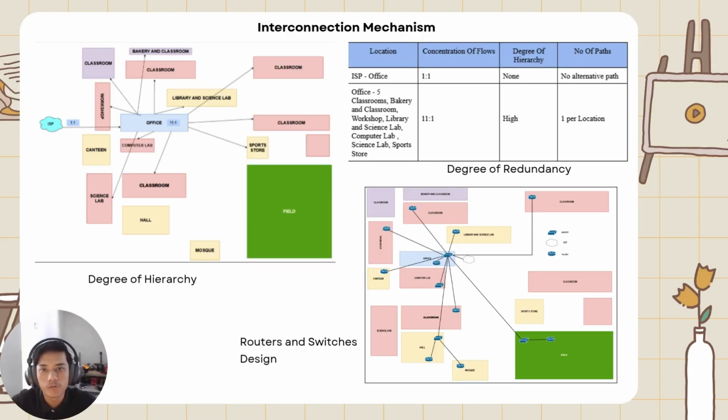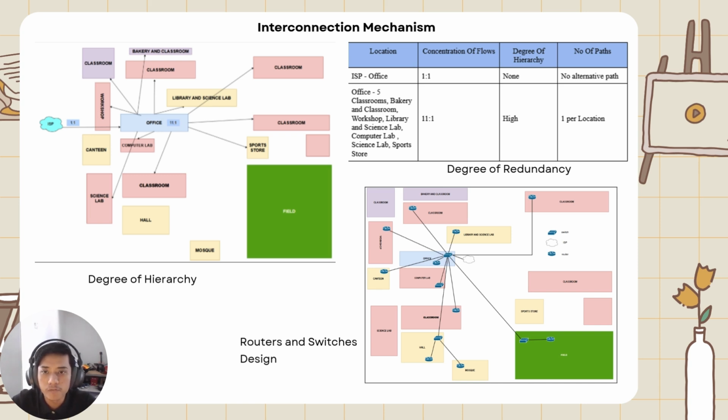Okay, now we move to interconnection mechanism. Good morning, I am Ilham and I will provide a detailed explanation of the interconnection mechanism, which ensures seamless communication across the network. This slide is essential for understanding how different network segments are linked.